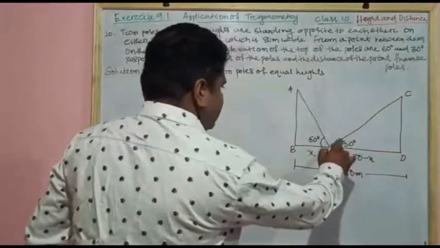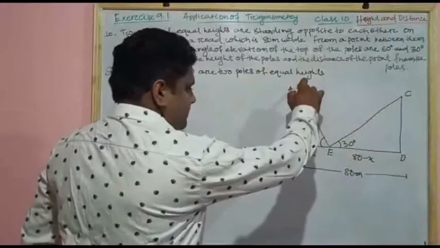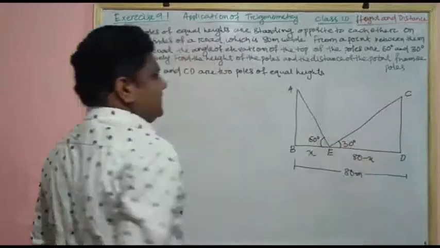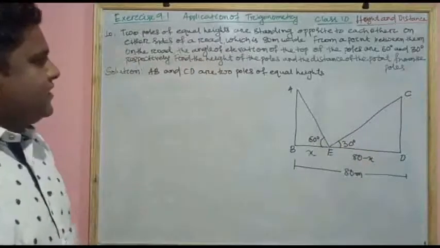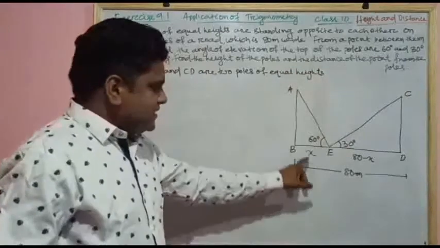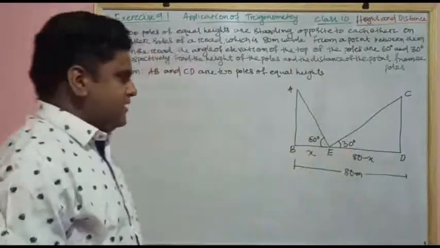From a point E between them on the road, the angle of elevation to the top of one pole is 60 degree and to the top of the other is 30 degree. It is given. We have to find the height of the poles and the distance of the point from the poles, meaning BE and DE.